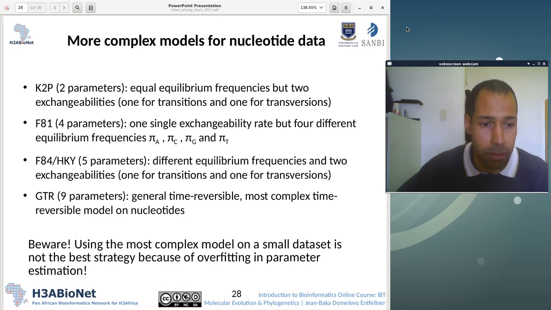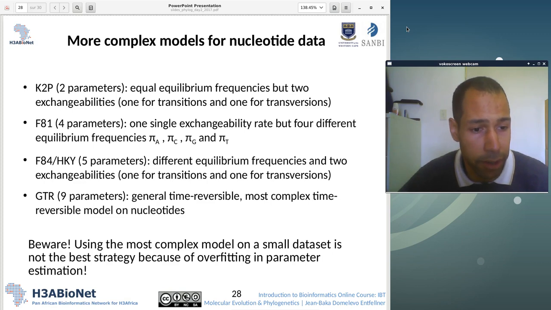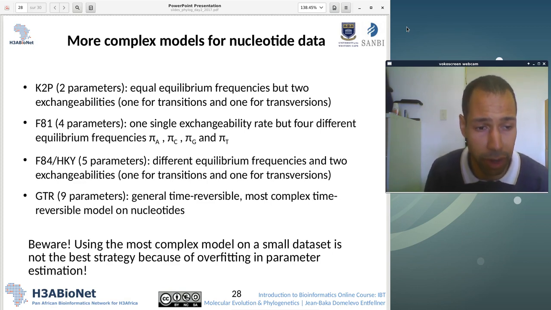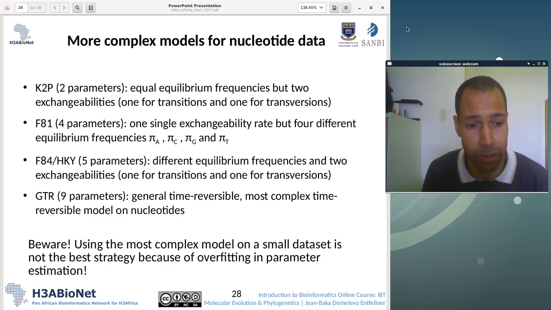So here we have 3 free parameters for the equilibrium frequencies plus 1 exchangeability rate, so it's 4 free parameters. F84, HKY, HKY for the name of 3 Japanese researchers, Hasegawa, Kishino, and Y for Yamamura, or something like this. 5 parameters, so different equilibrium frequencies and 2 exchangeabilities. So it adds 1 parameter compared to F81. And GTR stands for General Time Reversible. That's the most complex time reversible model on nucleotides, and it has 9 parameters.